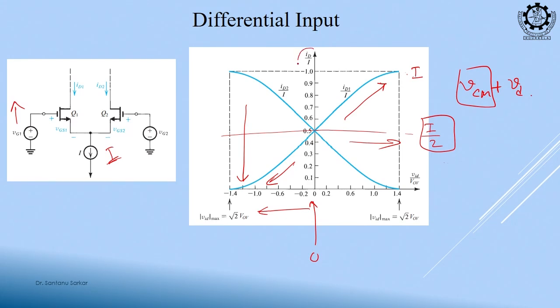Now, they have divided it by I. You can do that or you may not. If you divide by I, your range is 0 to 1 and the middle point is 0.5, and this Vd you can also divide by VOV or not. This is called normalization, that is it, nothing else. Okay. So, this is my differential input versus differential current plot.